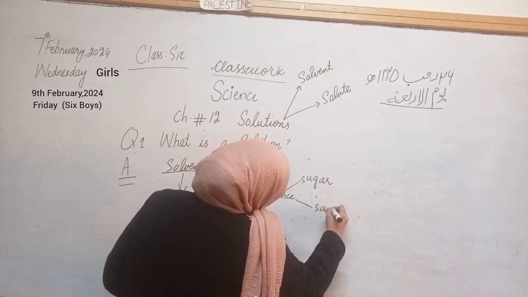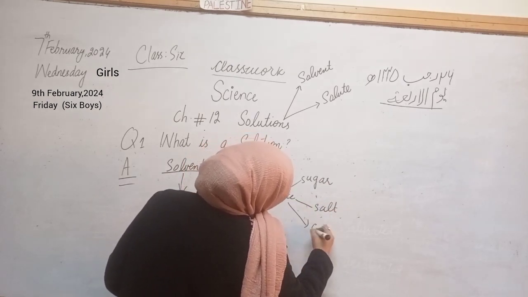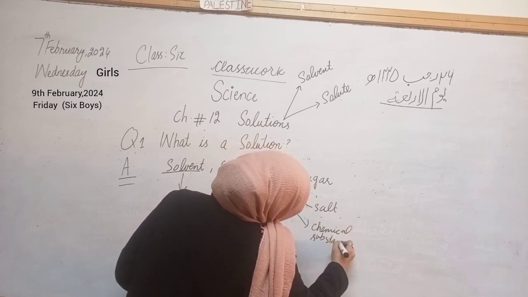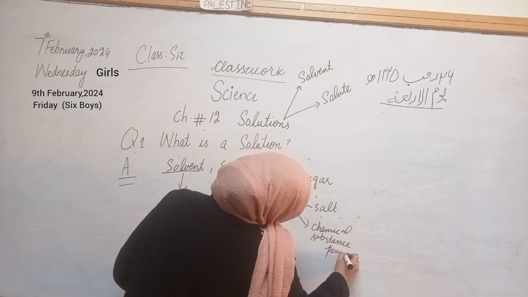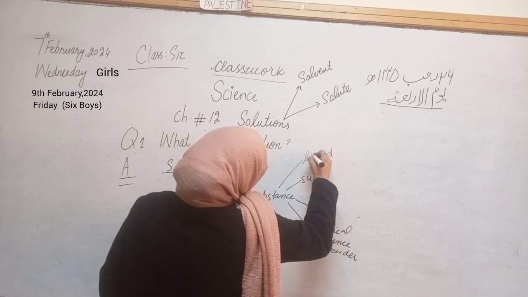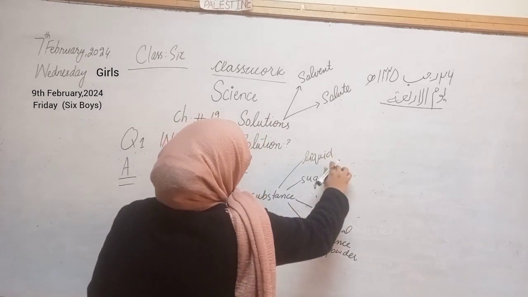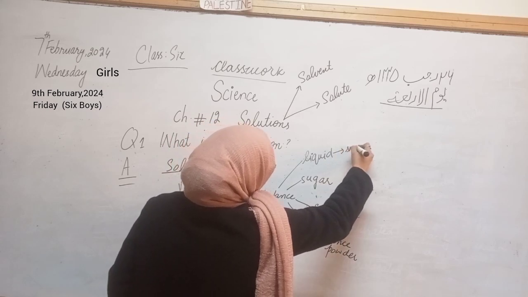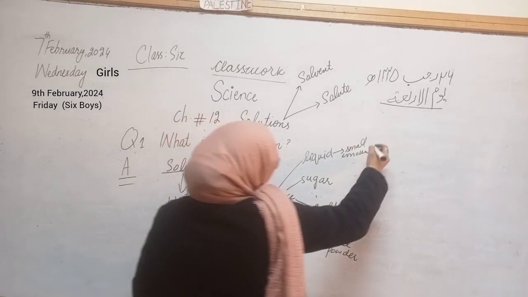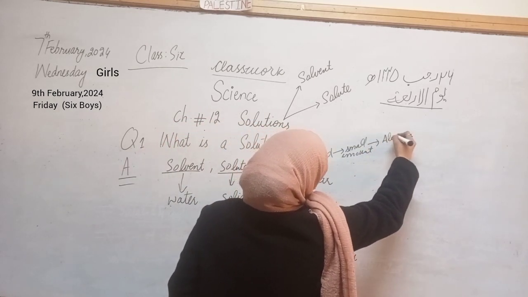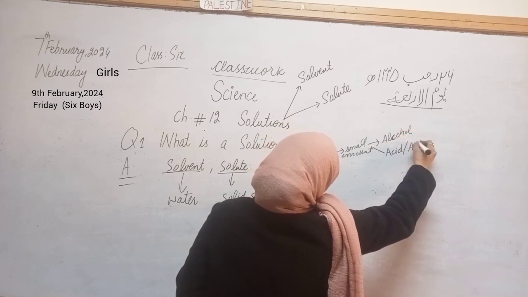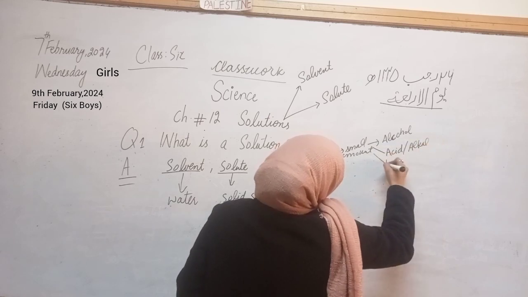It can be salt. It can be any chemical substance, powder. It can be any liquid as well. Liquid solutes in small amount. It can be any chemical substance. You can say alcohol, acid or alkali. For example, vinegar you can say.